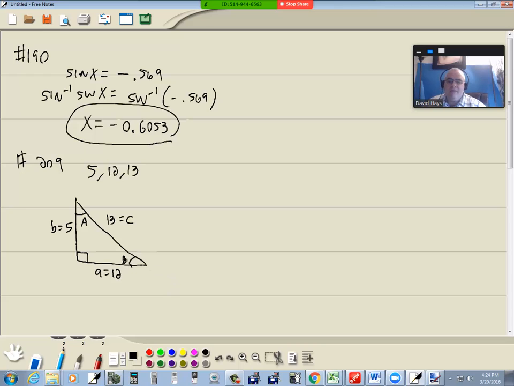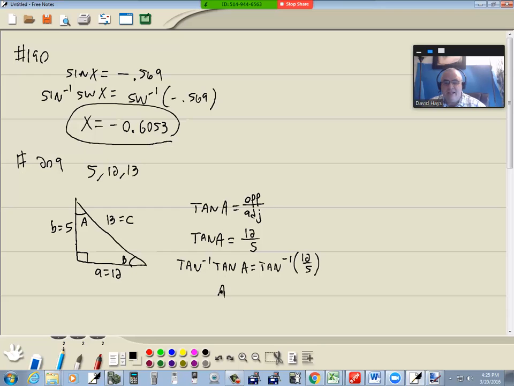Now, if I pick one of the angles to work with, let's say I work with A. I'm going to say tangent of A is equal to opposite over adjacent. Well, if I look at it in terms of A, the side opposite of it is this side here, 12. And the side that's adjacent to it is this 5. Now, if I take inverse tangent of both sides, this is going to give me what my angle is. Inverse tangent and tangent cancel each other away.